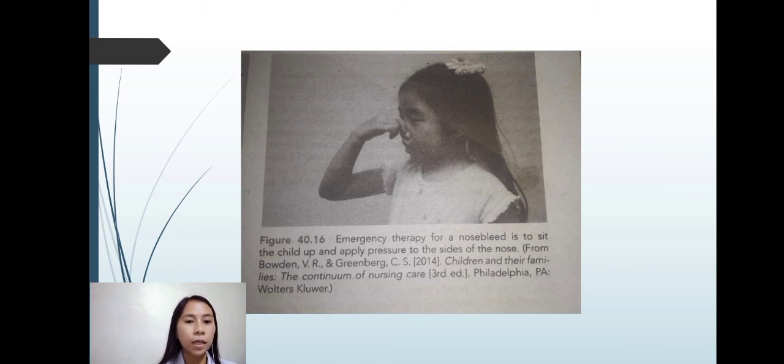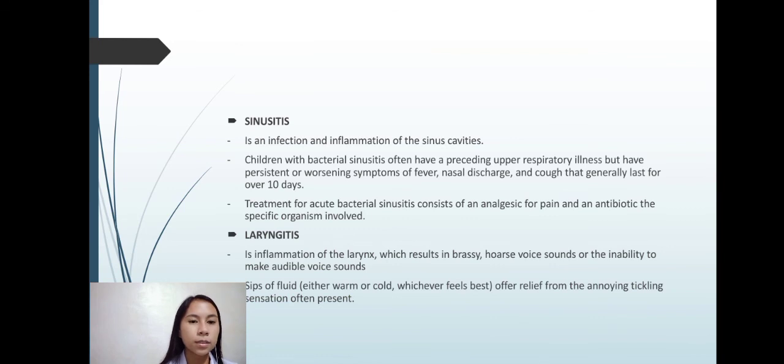The next is sinusitis. Sinusitis is an infection and inflammation of the sinus cavities. Children with bacterial sinusitis often have a preceding upper respiratory illness but have persistent or worsening symptoms of fever, nasal discharge, and cough that generally last over 10 days. Treatment for acute bacterial sinusitis consists of analgesics for pain and antibiotics, depending on the specific organisms involved.